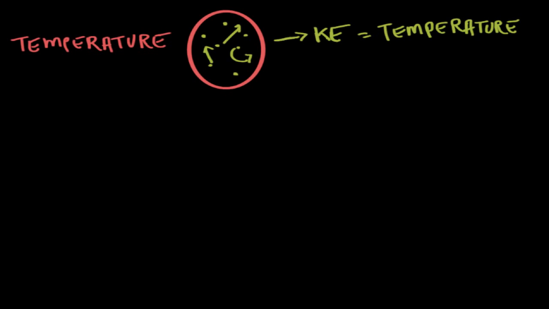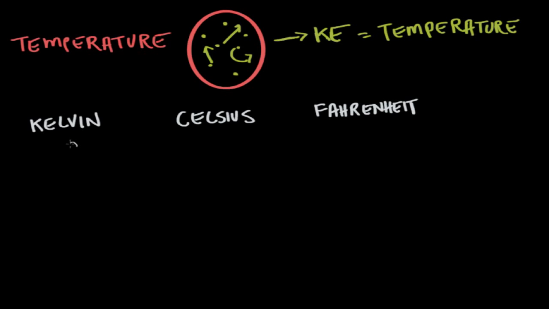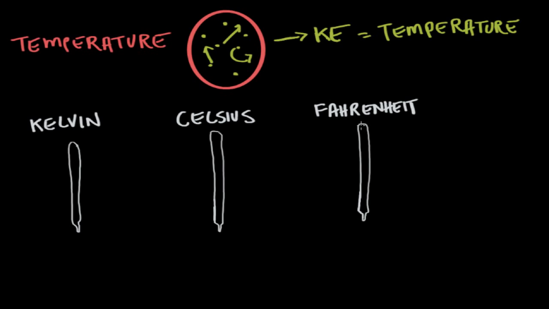So the three scales most widely used are the Kelvin scale, the Celsius scale, and the Fahrenheit scale. And for all of these scales, I'm going to draw a little thermometer. So one for Kelvin, then we have a thermometer for Celsius, and then another thermometer for the Fahrenheit scale. And the two scales used most in the physical sciences are probably the Celsius scale and the Kelvin scale.